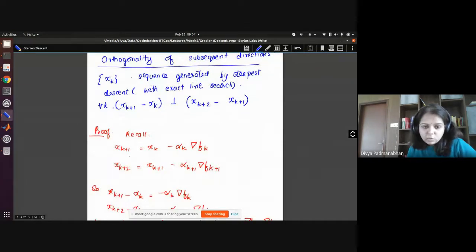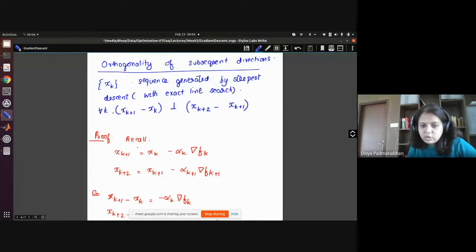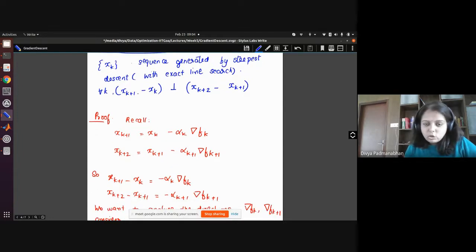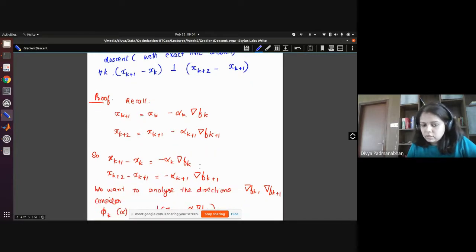Remember how we computed xk+1 and xk+2? They were computed as xk minus alpha k grad fk, and xk+1 minus alpha k+1 grad fk+1. By trying to show orthogonality of these two, what you're essentially trying to show is that the two gradients are orthogonal, because xk+1 minus xk is just a function of the gradient at k, and so on.